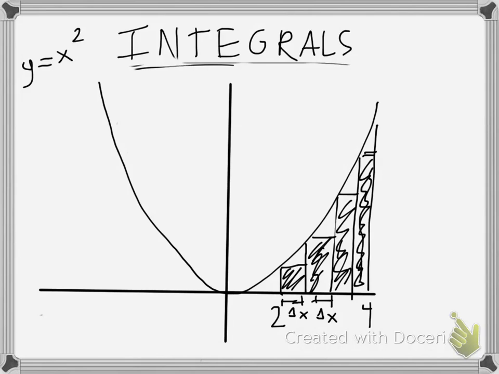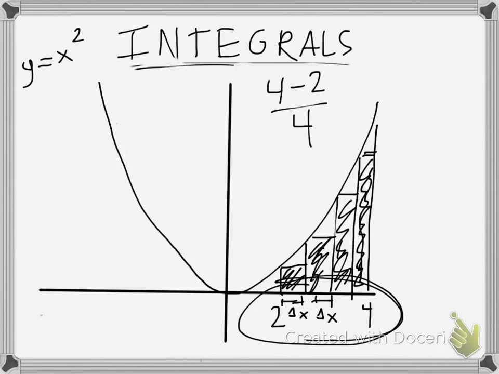So what is delta x? It would be 4 minus 2 over 4, since it's between 4 and 2 right here, and there's 4 rectangles. So it would be 4 minus 2 over 4, or 1/2. So delta x is 1/2.